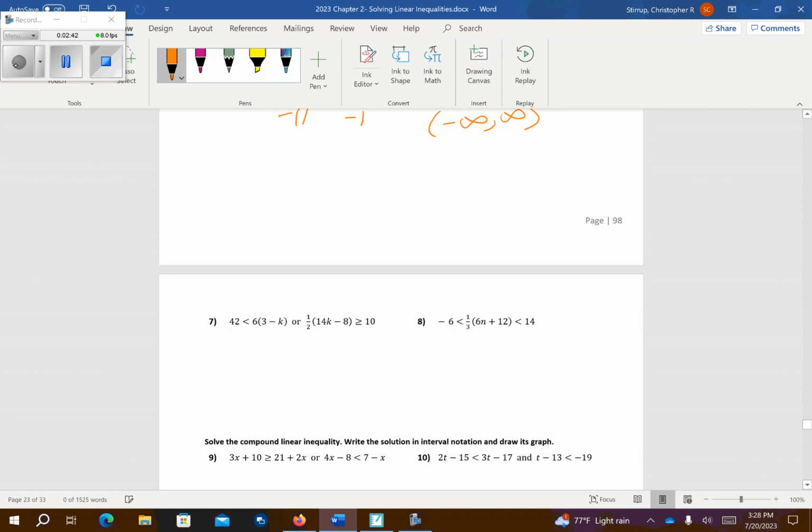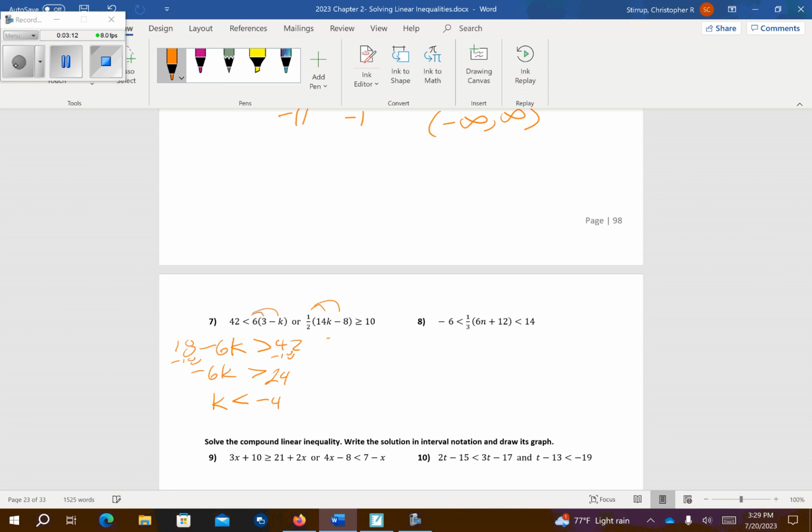Number 7, it's an OR problem. So let's get the K on the other side. So I'm going to flip the whole thing over. So I'm going to distribute first. Flip the sign over because we're flipping the whole problem. Subtract 18 from both sides. Let's see, minus 18. Minus 18. So that's going to give me 4. 24. Divide each side by negative 6.